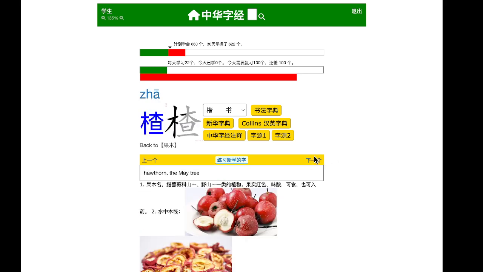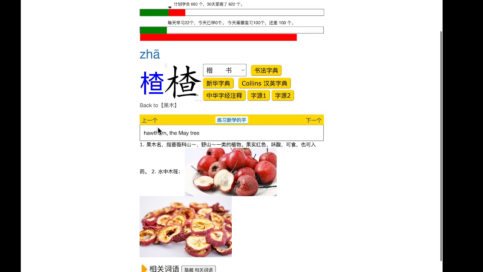Zha. This on the right is cha, the one that means check or examine, research. Cha. You got a tree on the side. Zha means hawthorn. Hawthorn trees are also called the May tree. I think this is because they bloom in May or something like that. I'm pretty sure that's why they're called May tree.